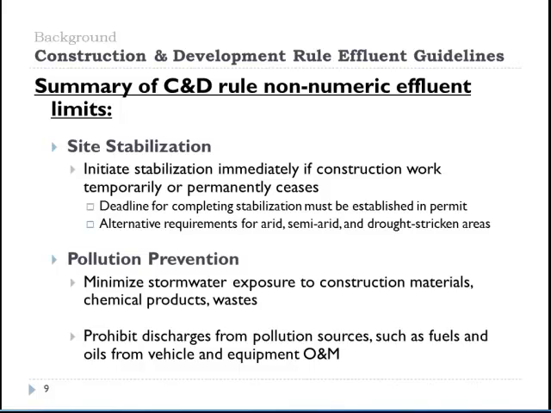And then lastly, in the C&D rule, there's a set of requirements related to pollution prevention. And here the requirements are geared towards minimizing stormwater exposure to construction materials, products, and wastes. In addition, there's a set of pollution sources that are prohibited, or discharges from those pollution sources are prohibited, such as fuels and oils from vehicle and equipment O&M.